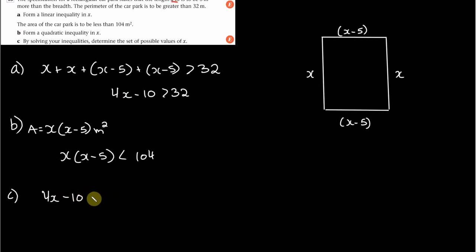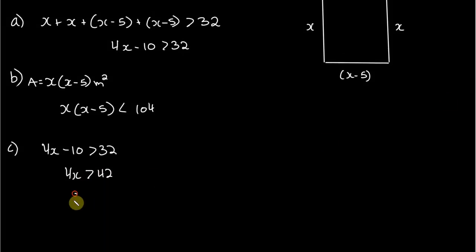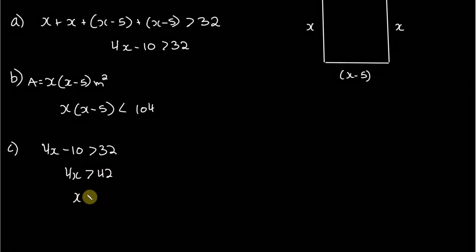So 4x minus 10 is greater than 32. We just add 10 to both sides. We end up with 4x is greater than 42. And we divide by 4. I'll just scroll down. And we end up with 42 divided by 4. Well, that's 10 and 1 half. So x is greater than 10 and 1 half. Right, now that's for our linear inequality.